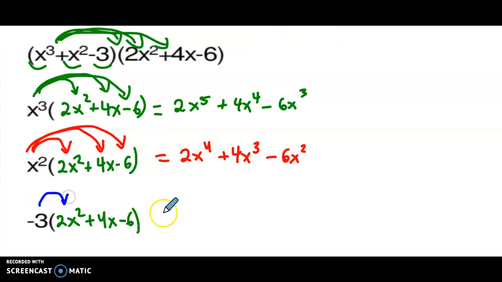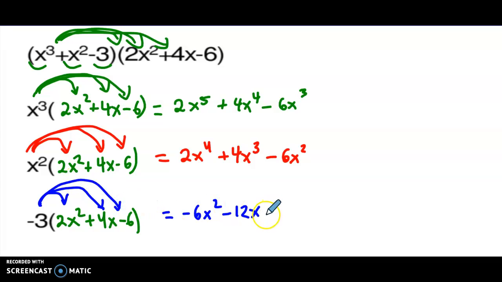Last one, negative 6x squared minus 12x, and negative times a negative is positive 18. So it was 3 times 3. I should have 9 terms to begin with. I do have my 9 terms. 3 green, 3 red, 3 blue. Now we need to put them together.